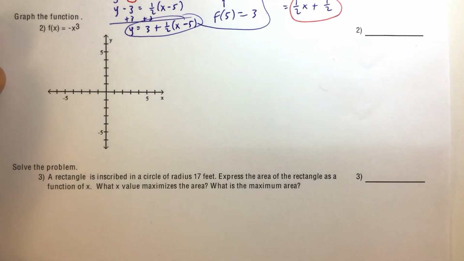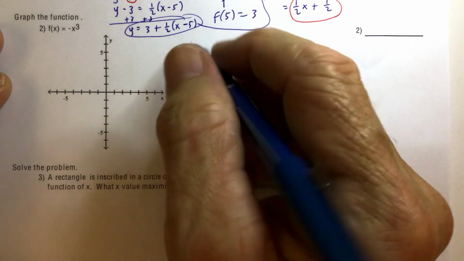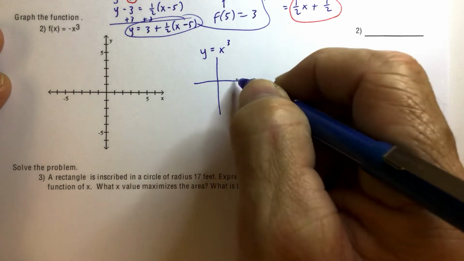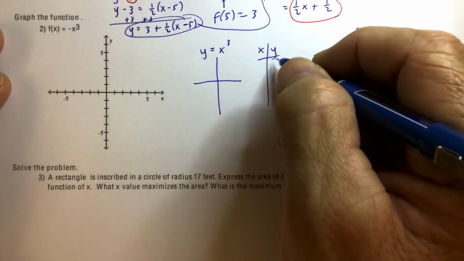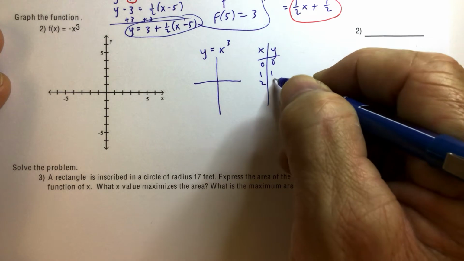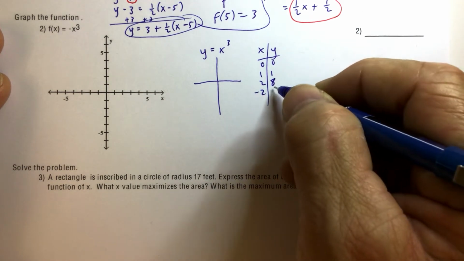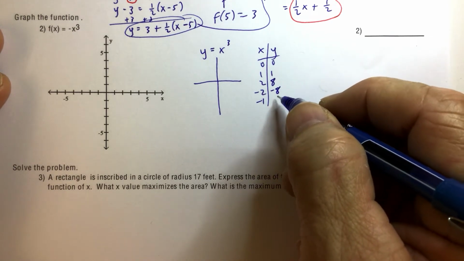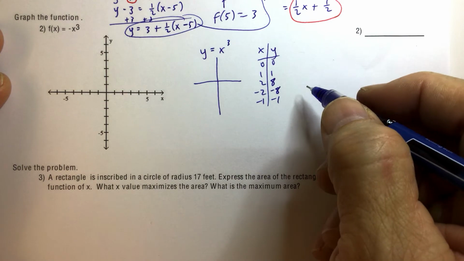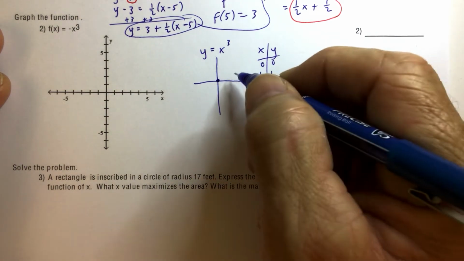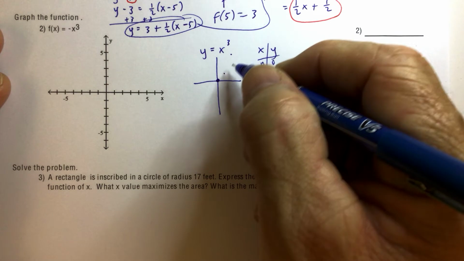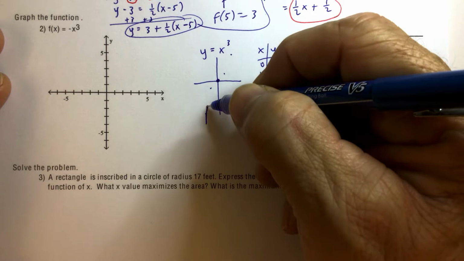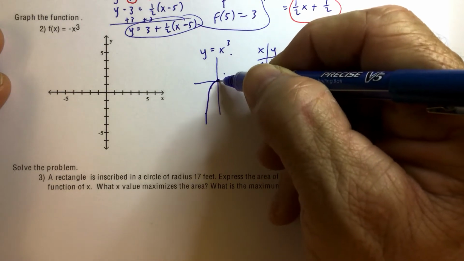For problem number 2, we just need to graph the function y equals negative x cubed. Well, what we should know is that y equals x cubed, even if you had to plot a few points: 0, 0; 1, 1; 2, 2 cubed is 8; negative 2 cubed is negative 8, and how about negative 1? Negative 1 cubed is also negative 1. So if we plotted all those points, we'd have 0, 0; 1, 1; 2, 8; negative 1, negative 1; negative 2, negative 8. The graph of y equals x cubed would look like that.